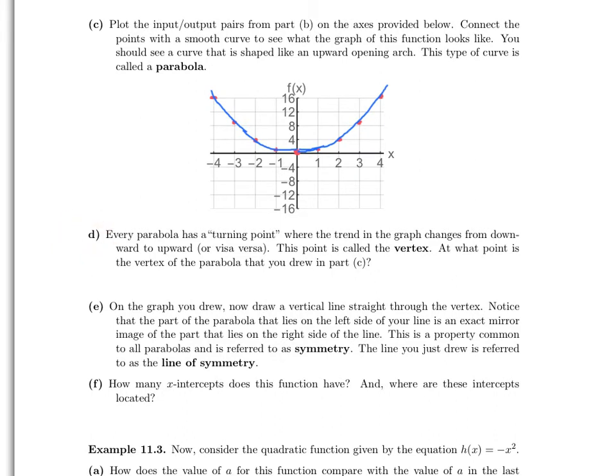Let's look at part D. Every parabola has a turning point where the trend in the graph changes from downward to upward, or vice versa. For example, in the graph we're seeing above, it starts off with a downward trend and it changes right here and switches to an upward trend. So right here would be that so-called turning point. This point is called the vertex. So at what point is the vertex of the parabola that you drew in part C? So here was that turning point right here, and you can see it's located at the origin at 0, 0.